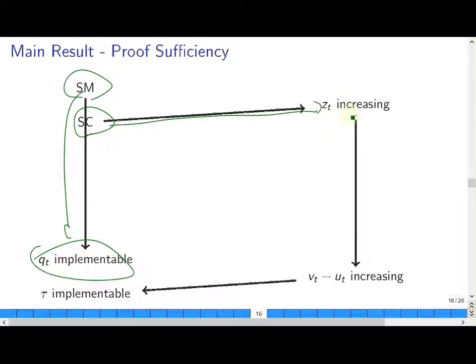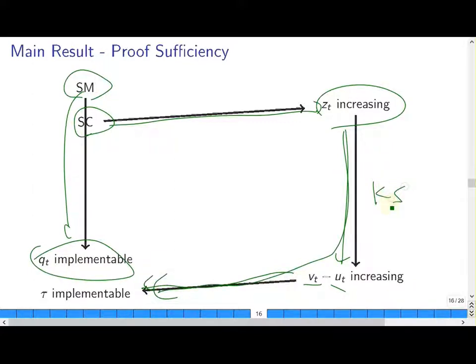that the Z, or the marginal incentive functions, are increasing. And the marginal incentive being increasing, implying the difference between the value function and utility function being increasing, in turn implies that the Qt is implementable. This part is given in KS. So what I did here is very small. All I did is a small amount of algebra that proves that the single crossing condition is equivalent to the Z being increasing.